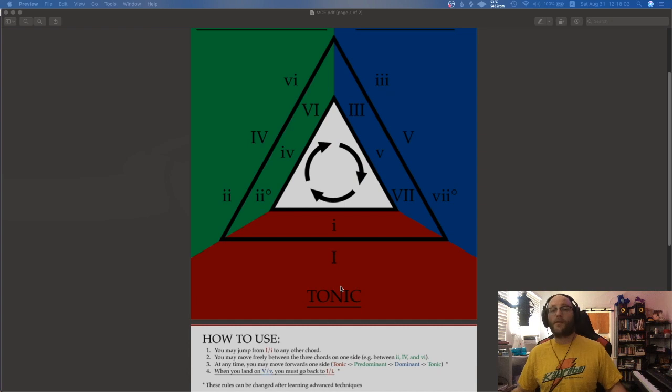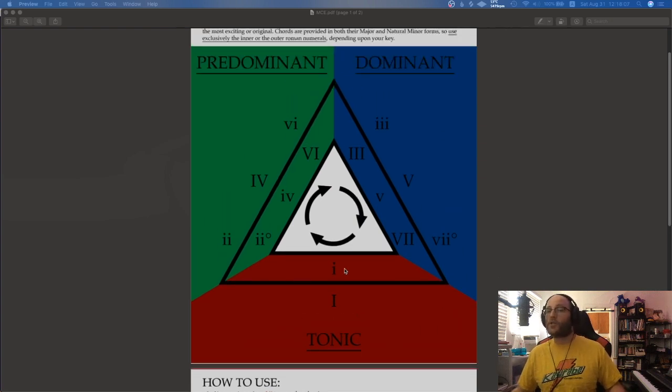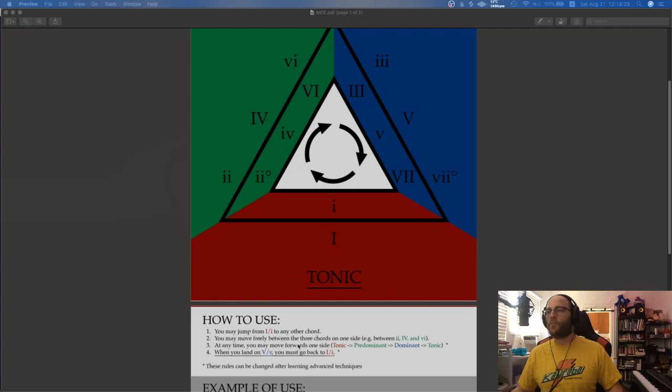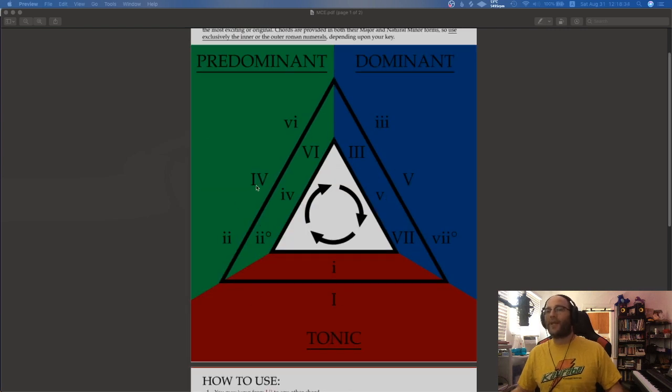how do you use this? So we've divided all of the chords into one of three categories. We have our tonic function, we have our predominant function, and we have our dominant function. You can see there's a little recycling symbol here, which is meant to show the direction that the chords go in. You'll see on here, I talk about moving forwards or rotating forwards, which just refers to going clockwise around the faces of this triangle.